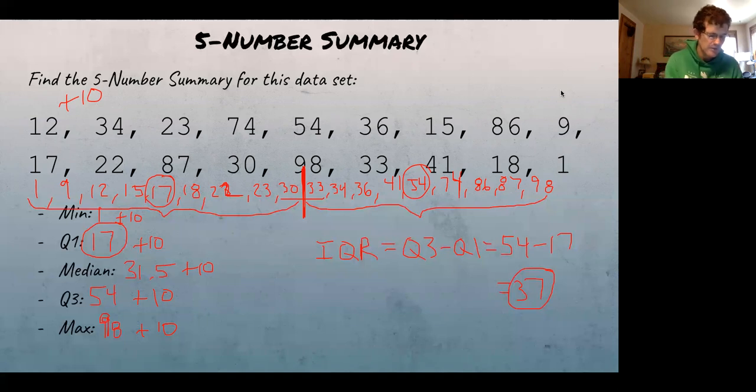So the range also takes the same unit. I don't know what this is, but let's say this is pounds for some reason. So we're dealing with pounds. So my IQR would be 37 pounds. Okay. Any questions on this?